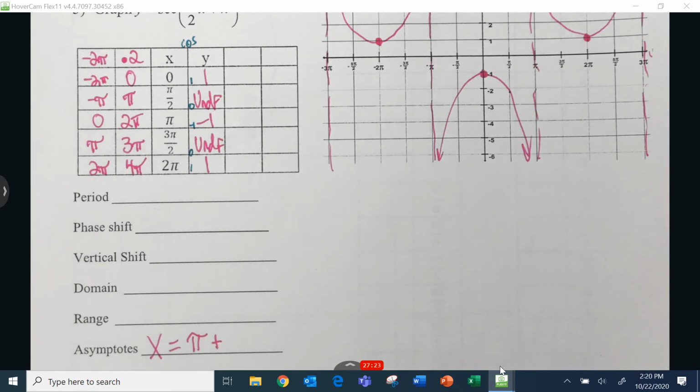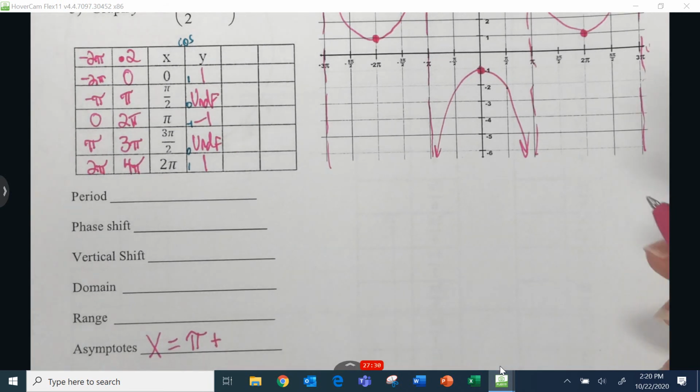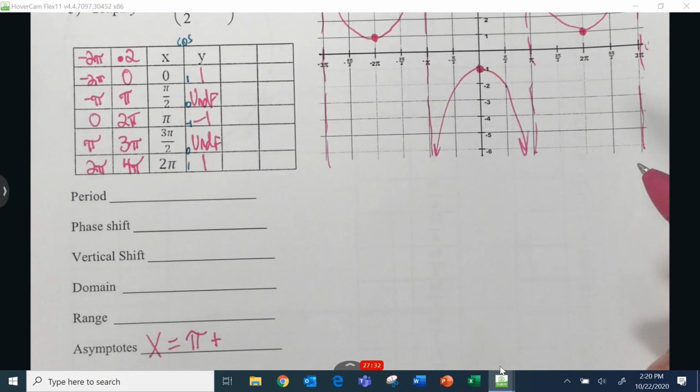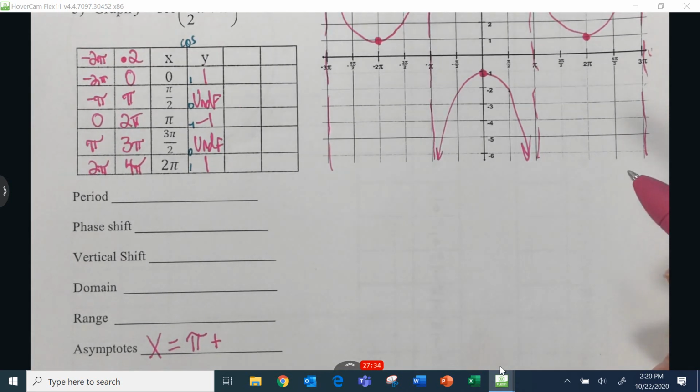So Philip, how far apart are these? How many Philips we got in here? Philip? What's the question? That's okay.